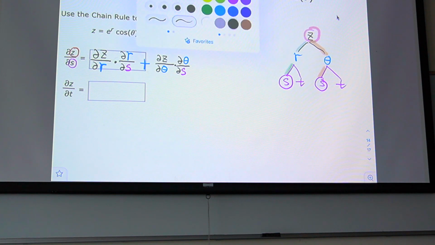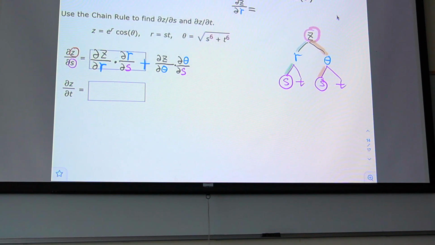Remember, to find the partial derivative, we hold the other variable as constant, right? Hold the other variable fixed. So we're going to hold the theta here as a constant, right? Then cosine theta will be a constant, okay? So what's the partial derivative of Z with respect to R? E to the R times cosine theta. Cosine theta also, right? So I have cosine theta and then also E to the R. Okay, good.